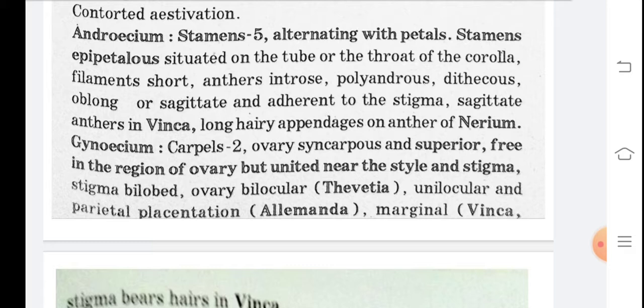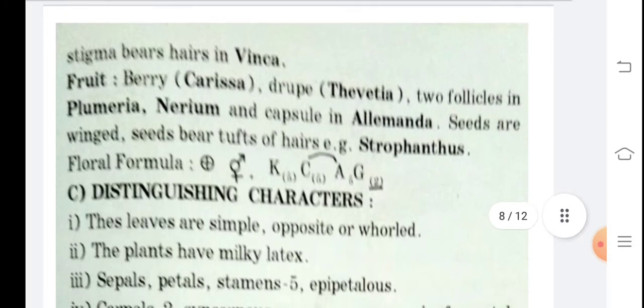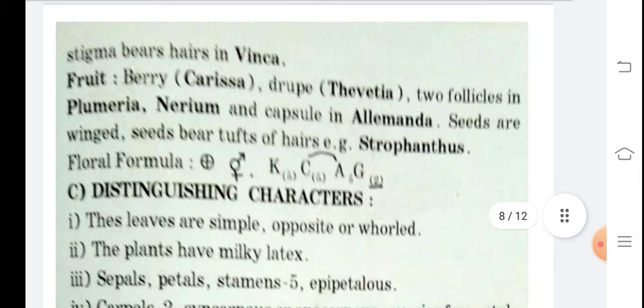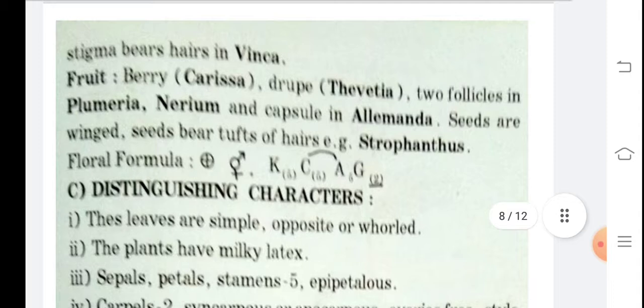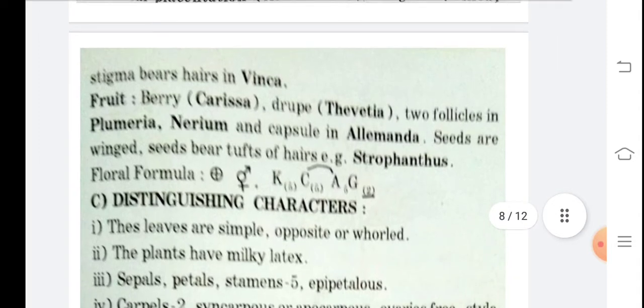Thevetia, Bitti, the yellow colour flower that was shown, its name is Thevetia, and the Allamanda is there. So these photographs we have already seen. In the fruits, Carissa, karvand, it is berry type, and Thevetia has a drupe, meaning there is an outermost coating layer, fruit wall, it is drying.